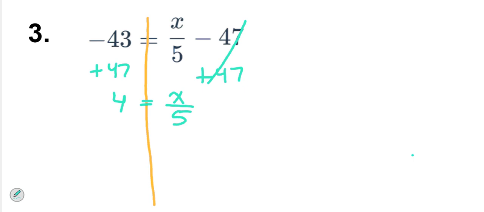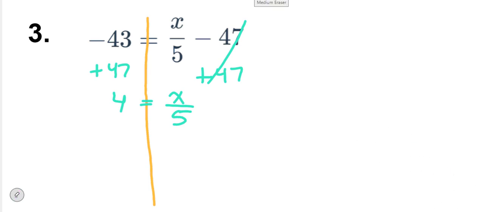Since 5 is being divided into x, the opposite of division is multiplication. So whatever we do to one side, we do to the other. The 5 and the 5 cancel out. 5 over 5 is 1. There's just an x left, right? 1x is just an x. And 5 times 4 is 20.